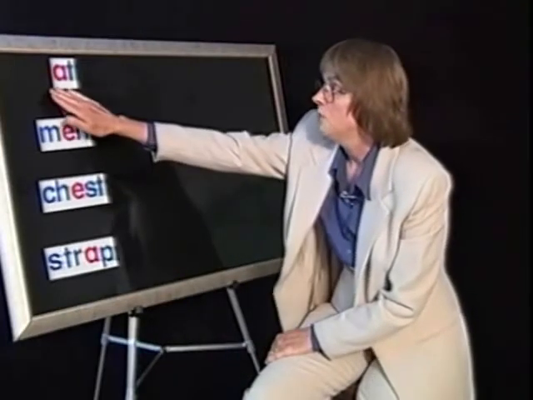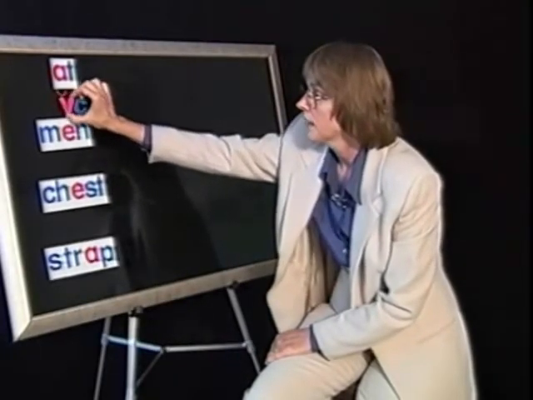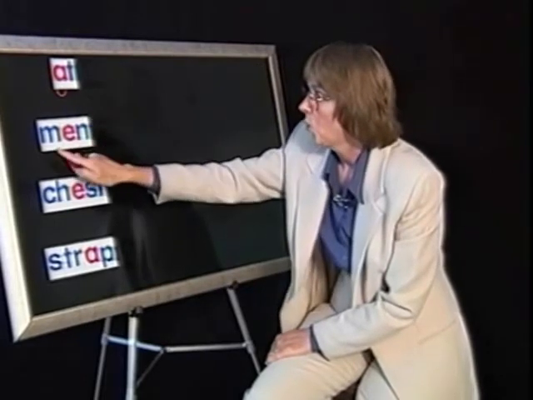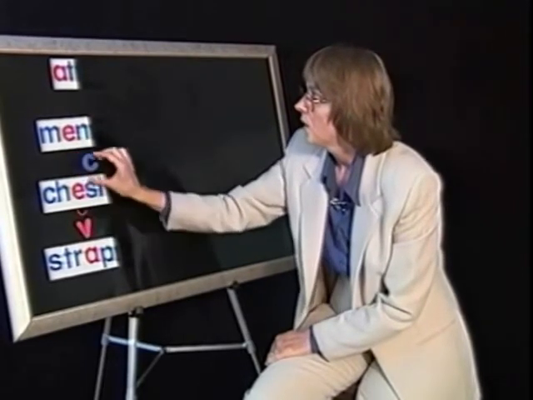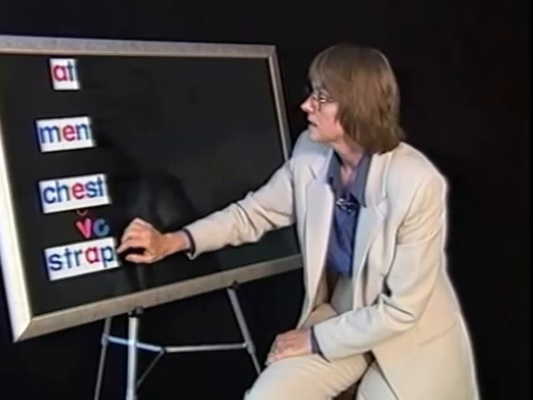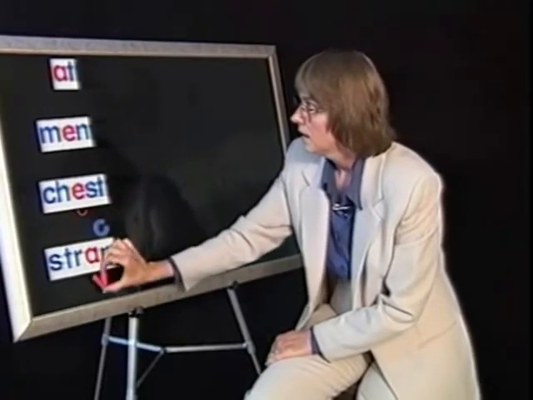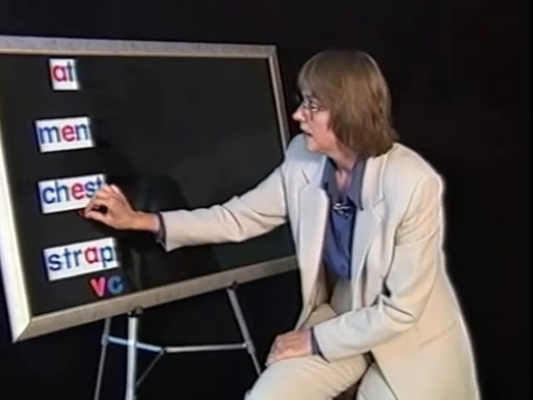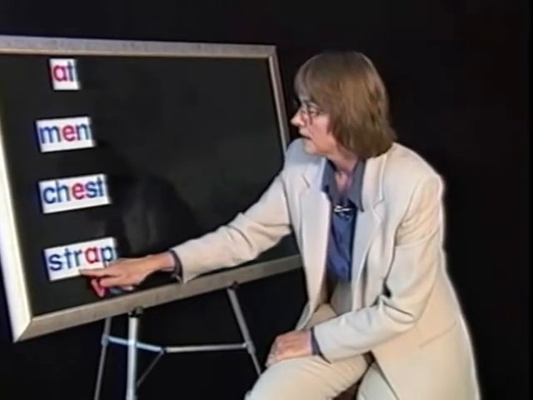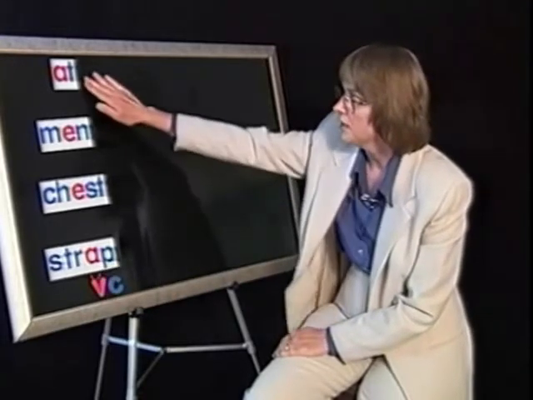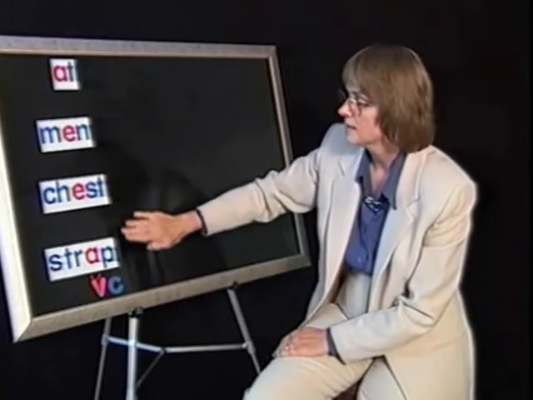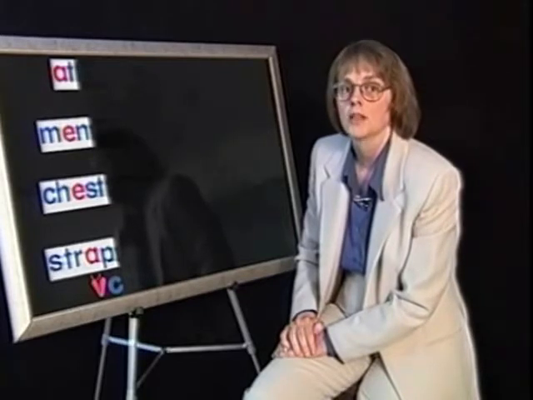We can have no beginning sounds and the vowel pattern. We can have one beginning sound and the vowel pattern. We can have two beginning sounds and the vowel pattern. We can even have three beginning sounds and then the vowel pattern. The vowel pattern always starts at the first vowel. All of these words, at, men, chest, and strap, are in the vowel consonant pattern. That's the first pattern that we learn.